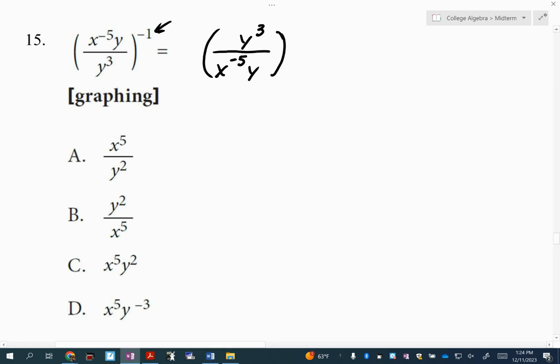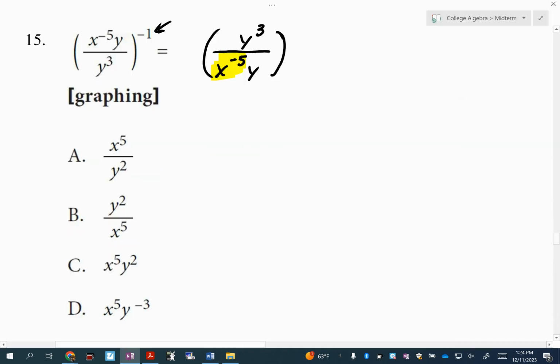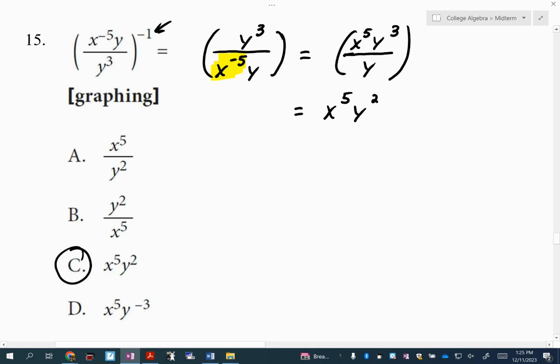You should also notice this x to the negative fifth power down here. When I teach this in Algebra 2, I always tell students, if you have a negative exponent, that should move across the fraction bar and change to a positive exponent, so that's x to the positive fifth power. And then the denominator is just going to be y. So the x to the fifth power is in the right spot. Now you have y cubed on top, y on the bottom. Which one has more? The top. By how many more? By 2 more. So the answer is going to be x to the fifth power, y squared, or C.